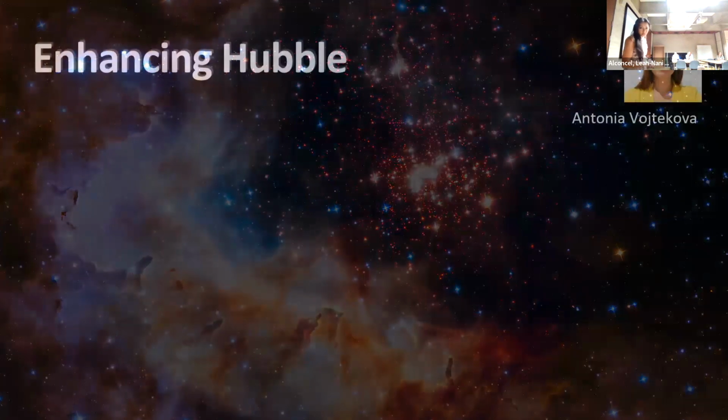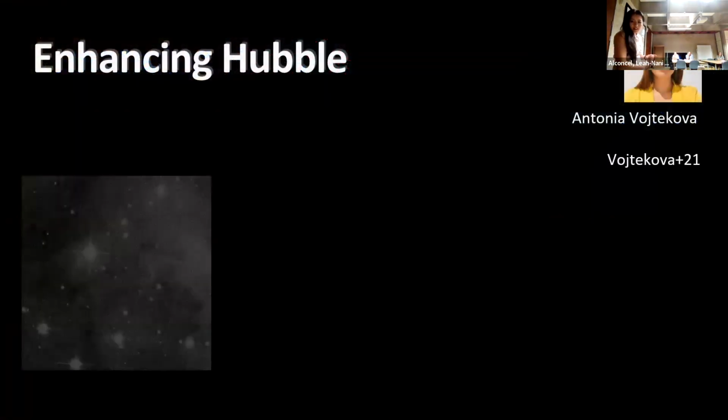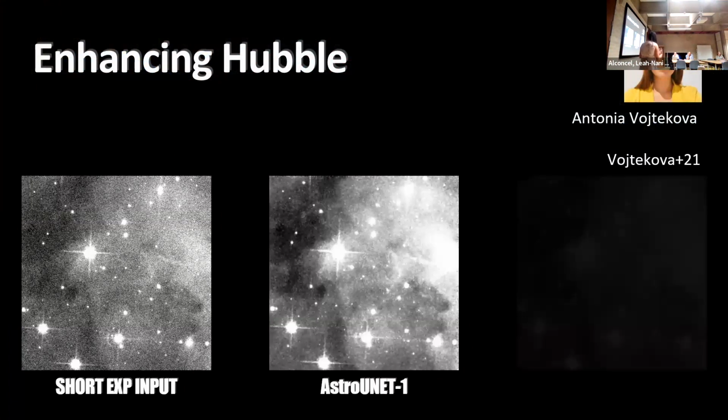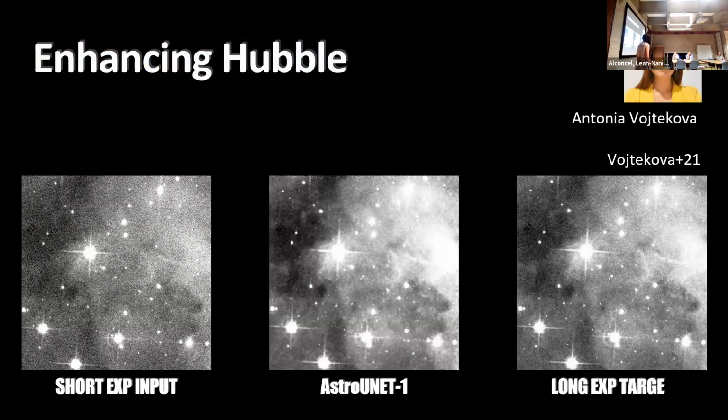I had a student called Antonia Wojtkowska, and in 2021 we published her research where we were using machine learning, AstroUnet, to take short exposure images and try to replicate long exposure images. So taking a, I think, 50-second image on the sky and projecting it to what we would expect to see from 100 seconds and trying to maintain the signal to noise ratio.